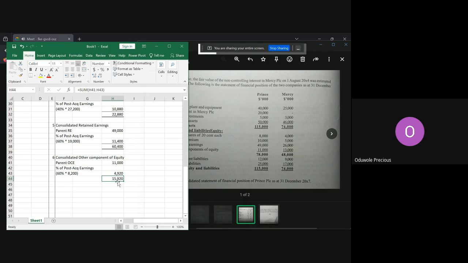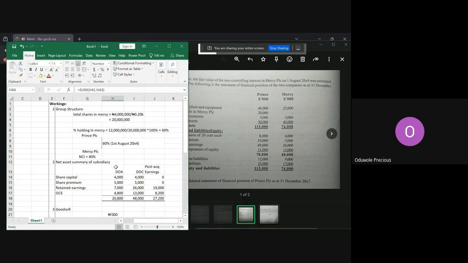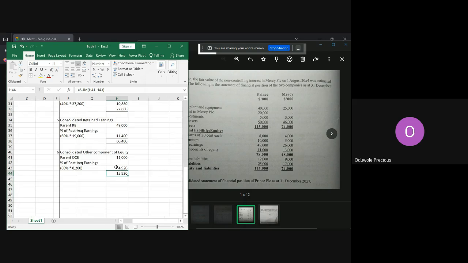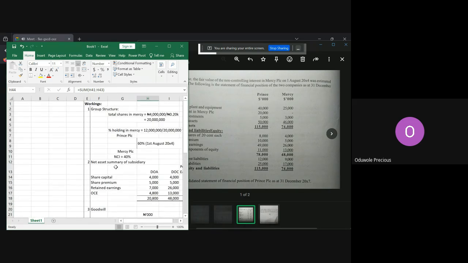So that's it. We are done with all the calculations. Now, don't forget, all these things that we are doing are workings. They will be at the back of your solution. So let us now go to the solution. The name that the solution will carry is the parent name, since it's the parent that owns it. So don't say Prince Amesio. You just write Prince PLC.